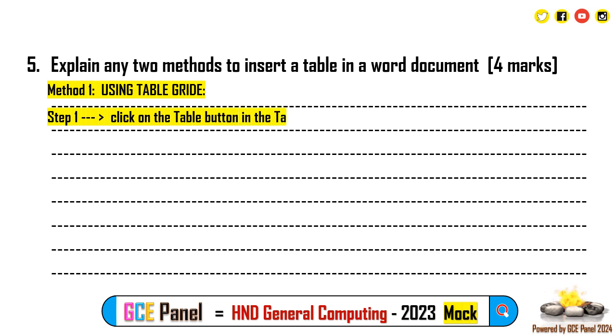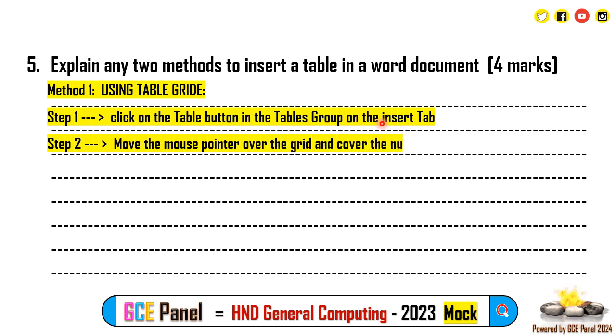To use a table grid, you go to the Table button in the Table group in the Insert tab. So go to Insert, then move to Table, okay? Then move the mouse pointer over the grid and cover the number of rows and columns you need. As you're moving over the grid, it shows the number of rows and columns. When you get to the point where you want to end, you just click, okay?